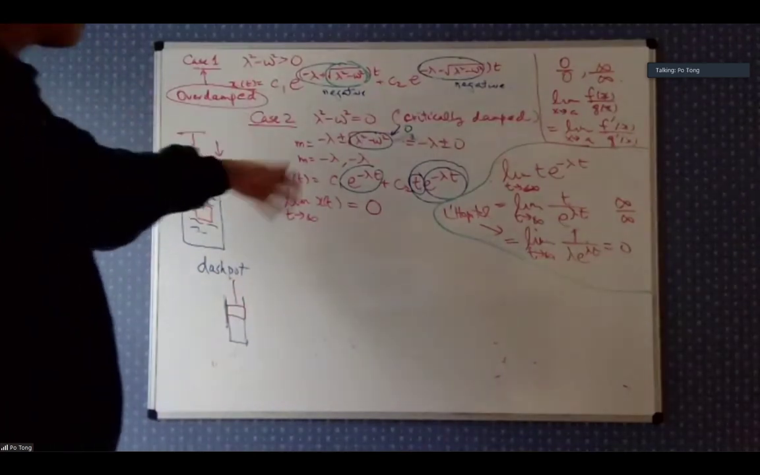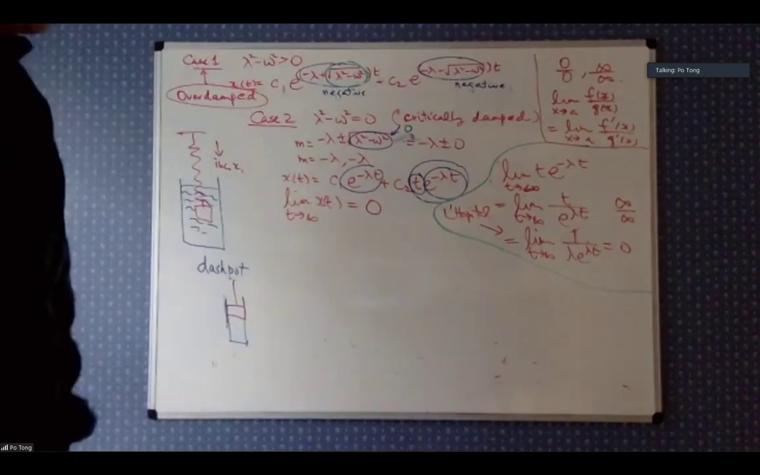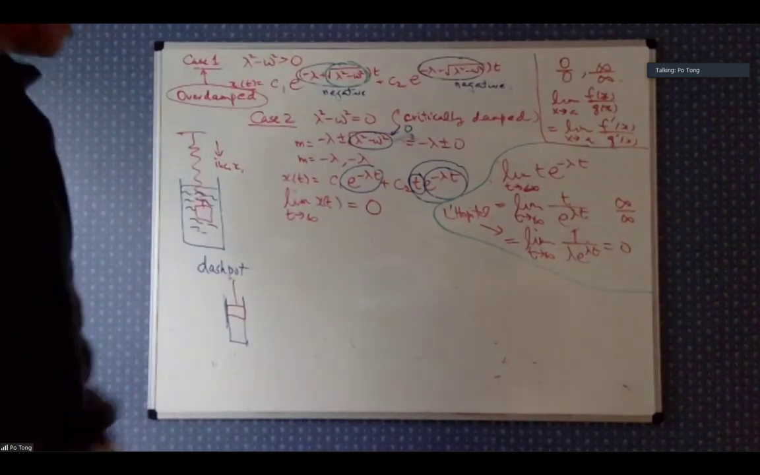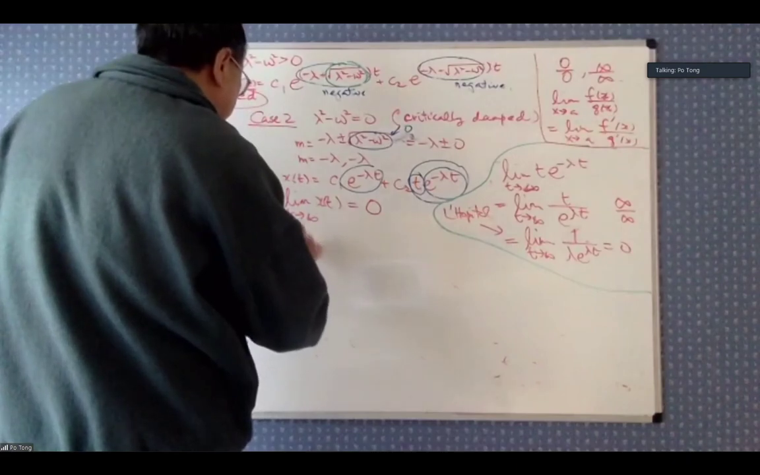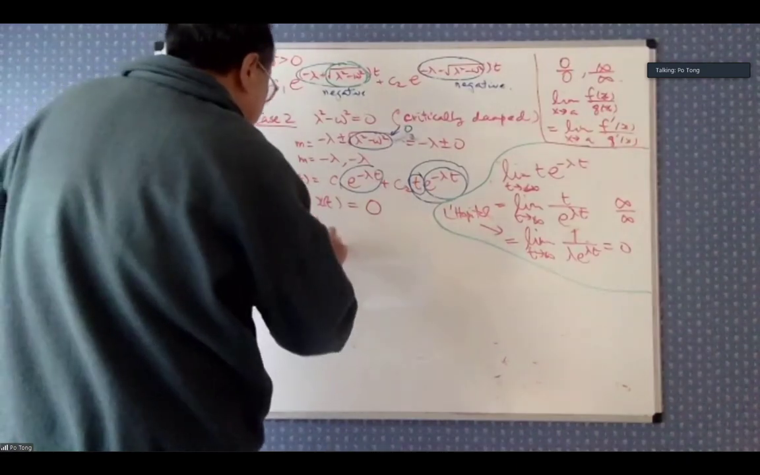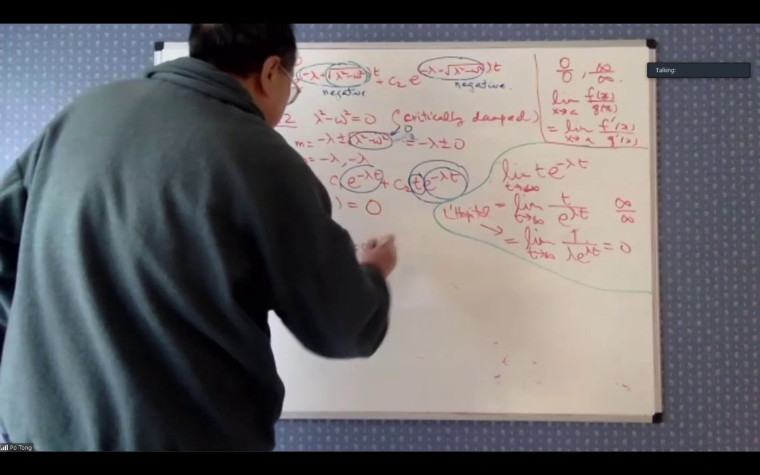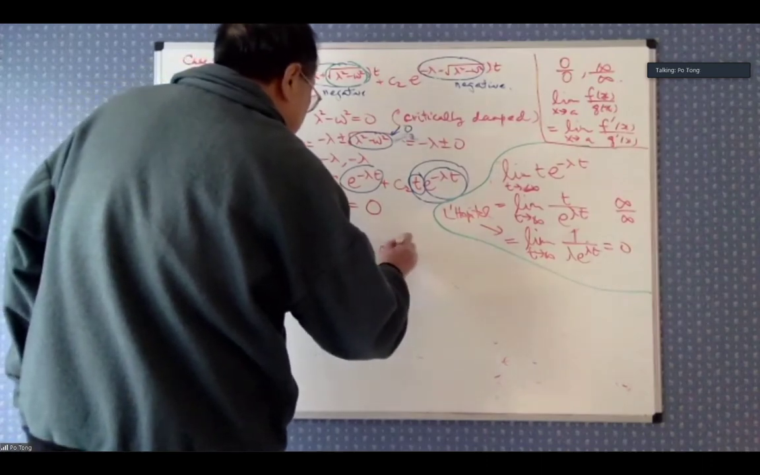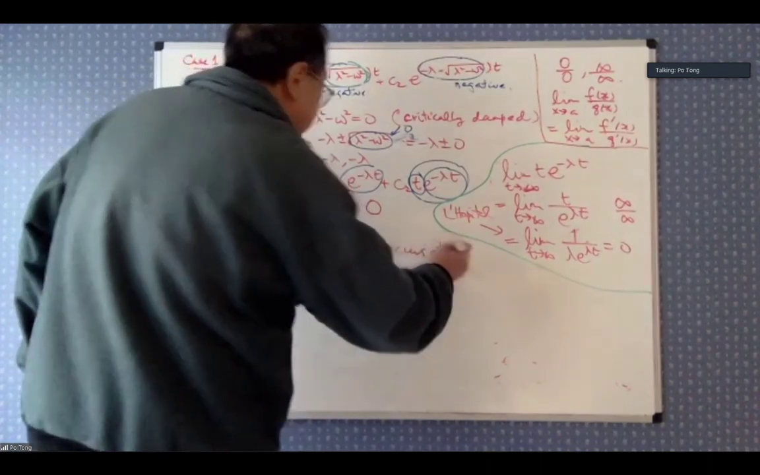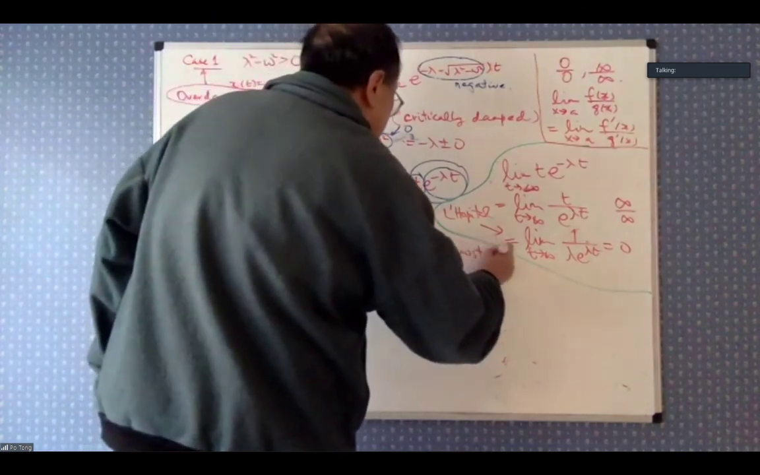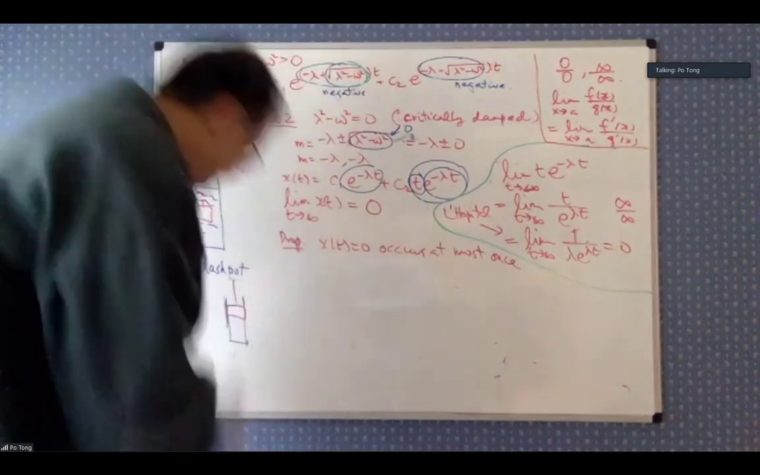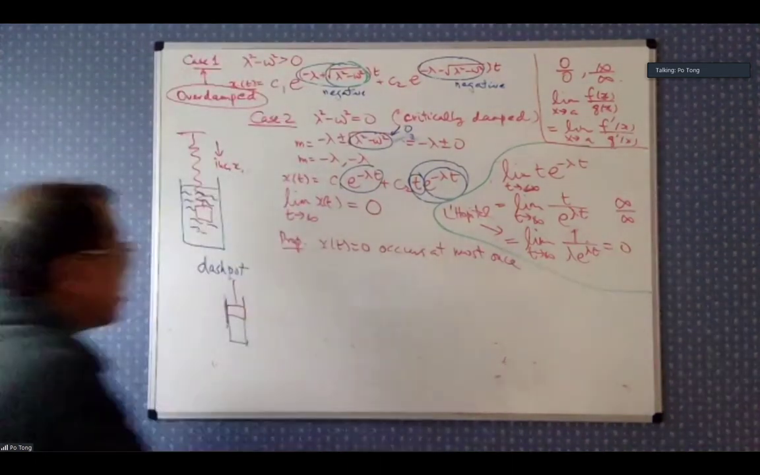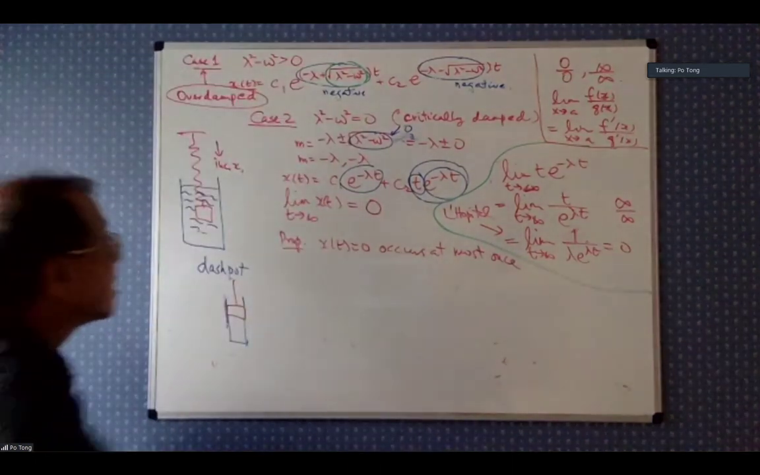The graph of this guy is very similar. You can also show that, for example, this property here, x(t) equal to zero, occurs at most once, I think. Okay, why don't we just try that? You have just several minutes. I don't want to start the third case yet.